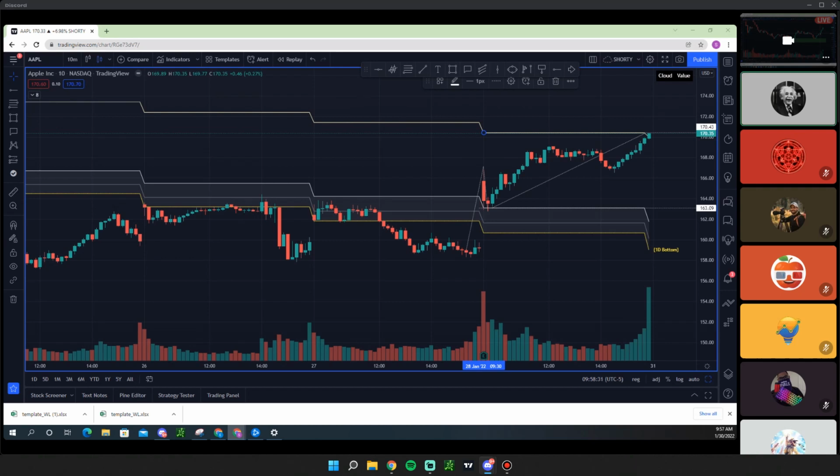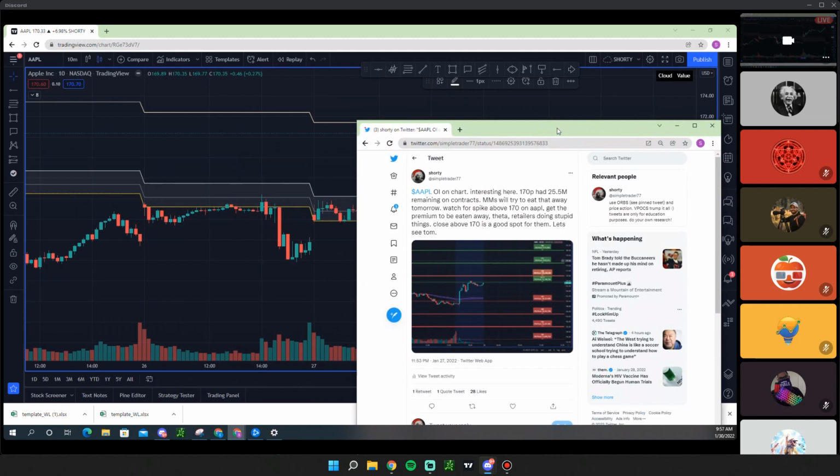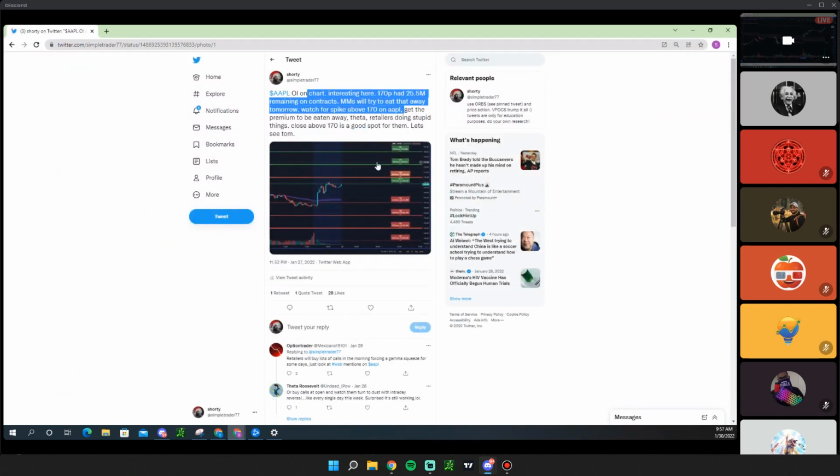Were there any OEI levels on Apple that were important going into the week? Alchemist said it in chat. OEI levels. Like this one?